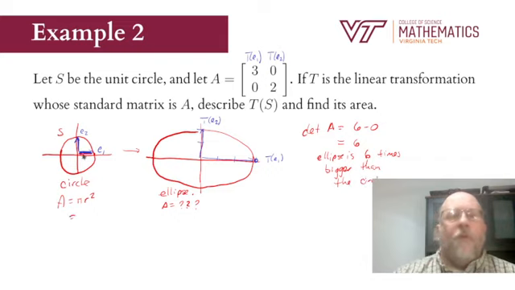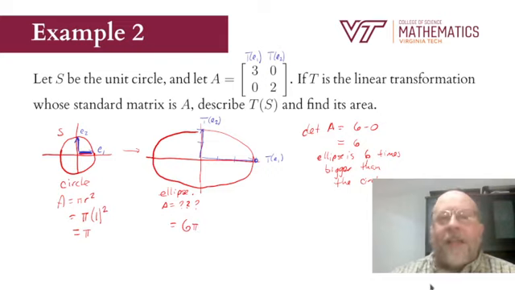And so the circle has an area of pi r squared, and since it's a unit circle, the radius is 1. So the area of the circle is pi. The area of the ellipse, we know for a fact, has to be 6 pi. Even if we don't know a formula for the area of an ellipse, we know that this transformation enlarges the area by a factor of 6. And so the area of the ellipse is 6 pi.